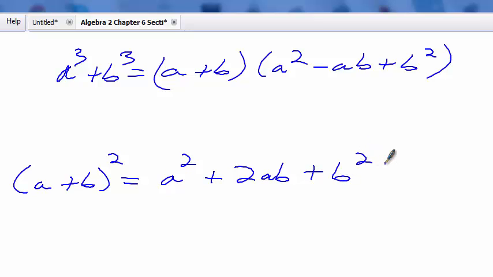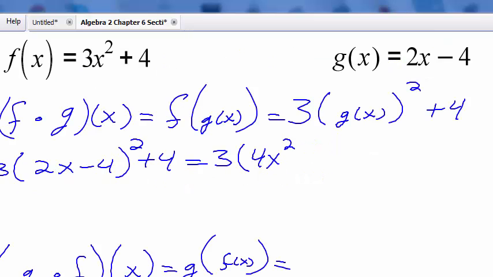You might want to, plus b squared. So a lot of you do the a squared and the b squared, but you completely forget about that middle. So to find the middle term, all we do is take a times b and then multiply it by 2. Okay? So if we go back to the problem that we've got, what's negative 4 times 2x?